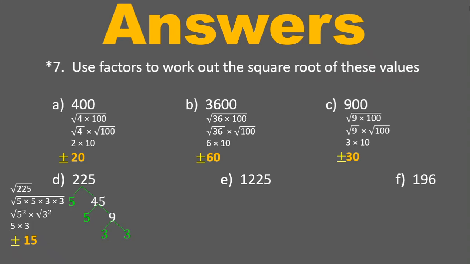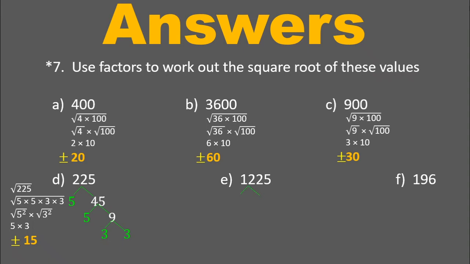If you want to hit pause and try E and F for yourself, we're going to do them the same way. 1,225 is a very big square number. I don't expect you to memorize it, but if you can break it down into its prime factors, you'll see that you will have pairs of prime factors, so you will be able to square root them.